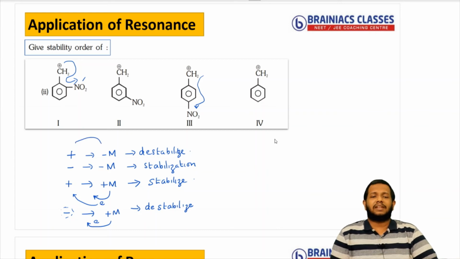Plus charge, minus M. What will minus M do? It will attract electrons in this direction. So if electrons are moving in this direction, it means positive charge increases. Positive charge increases means destabilization. Then minus M, but always ensure that these plus M and minus M groups are present at ortho and para positions. Otherwise, no impact. We have seen that.